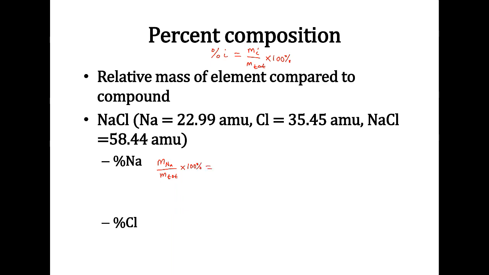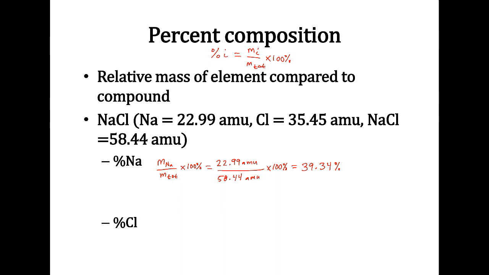Okay, so now we can just plug in our values so we can calculate the percent composition of sodium. So we would have 22.99 AMU divided by 58.44 AMU times 100% equals 39.34%. So in the compound sodium chloride, 39.34% of that mass comes from the sodium ion.